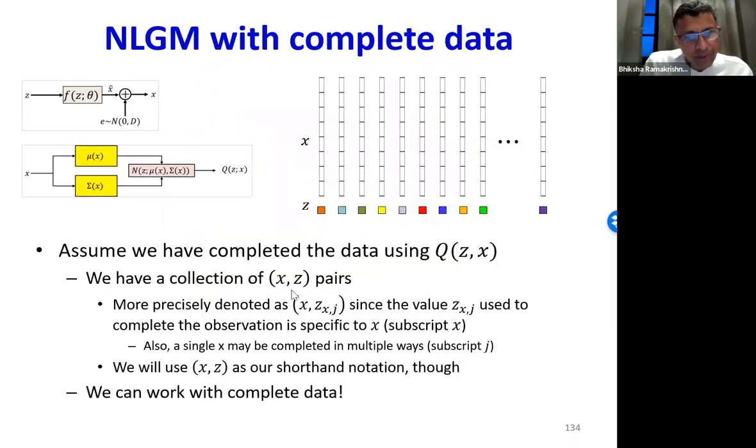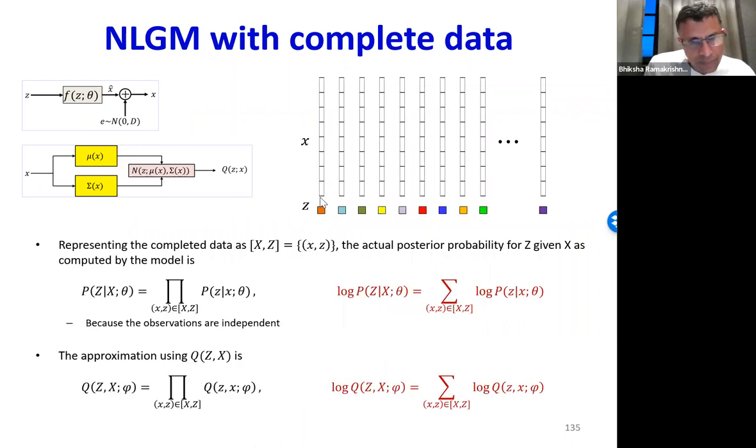Here's what we want to do. Assume that I have completed the data using q of z, right? Guys, I'm going to run a few minutes over, but bear with me, right? And then I can say that each data instance, each x, is completed with many versions of z, right? As we saw earlier. But for now, I'm going to assume that for each data instance, I got only one z that I sampled to complete it, okay?